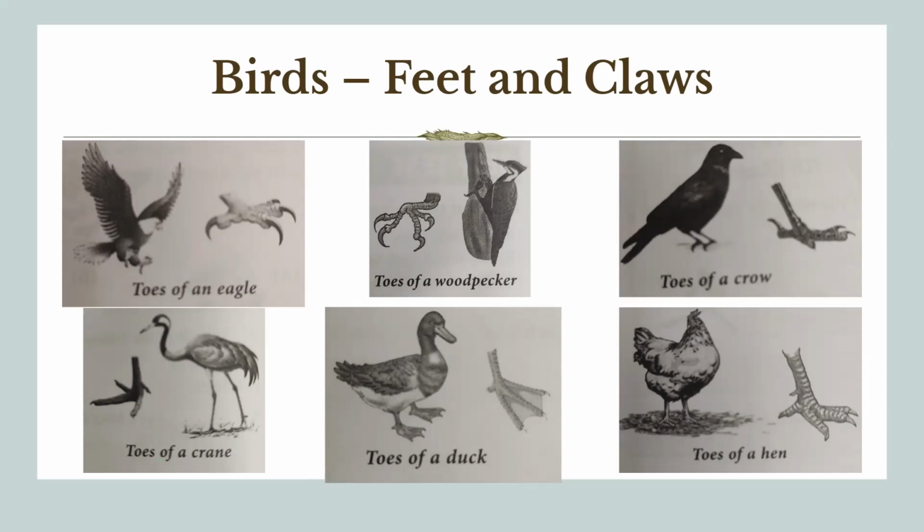Now, when we see toes of a duck, you are asking now about eagle. I told you, eagle has talons. Who was asking? Yes, you got it. Eagle has talons. Then woodpecker is a clinging bird. That is why it has a different type of claw.